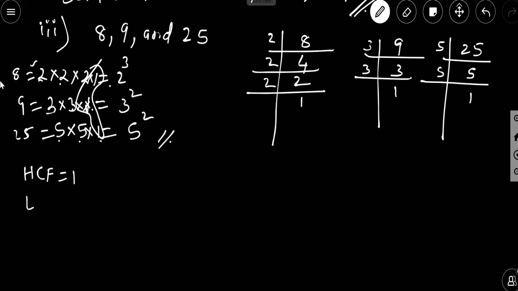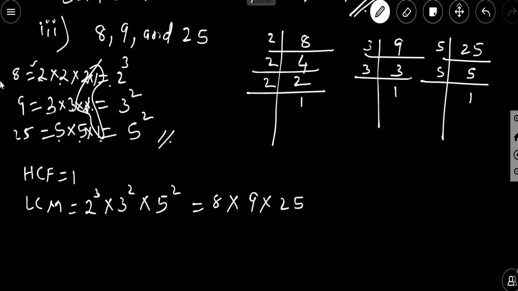So what is LCM? LCM is equal to 2 to the power of 3 into 3 to the power of 2 into 5 to the power of 2. Okay. So 2 into 2 into 2 is 8, and 3 into 3 is 9, and this one is 25. Okay. What is this? 8 9s are how much? 72. 72 into 25. Okay. So if you want, you can multiply this one.